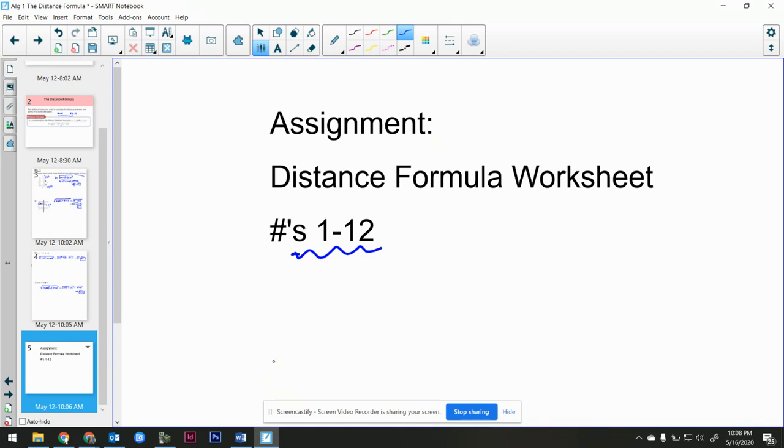All right, for the assignment for this, it's the distance formula worksheet that you have. Just do numbers 1 to 12. I don't know if there's any others than that, but it's just 1 to 12. Okay, and again, you only need to round to the nearest tenth. You do not need to do any simplest radical form. Those of you doing photo math or Googling your answers, they will probably put them in simplest radical form, so it will be very easy to tell if you're cheating. So don't do that.